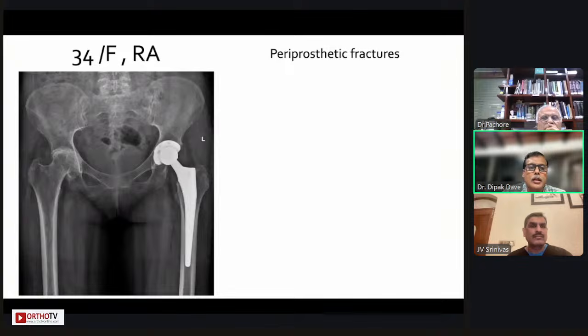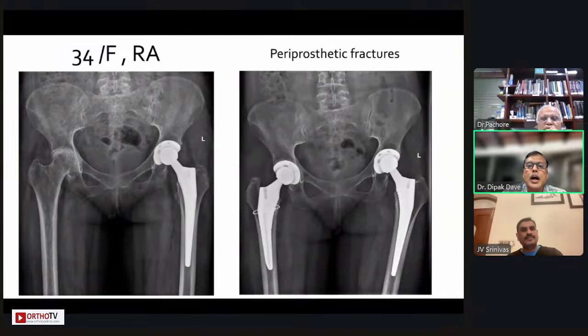So this is rheumatoid arthritis, a 34-year-old female, type B kind of canal, a Corail stem has been used, and on the other side I have used a type 2 Accolade stem. Even though the cortex looks thicker in this patient's femoral canal, if you look at the proximal metaphyseal region, due to the inflammatory condition, it is very soft and osteoporotic. That is where there was a small periprosthetic fracture which has been wired.